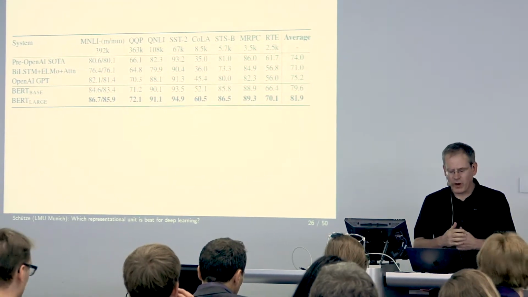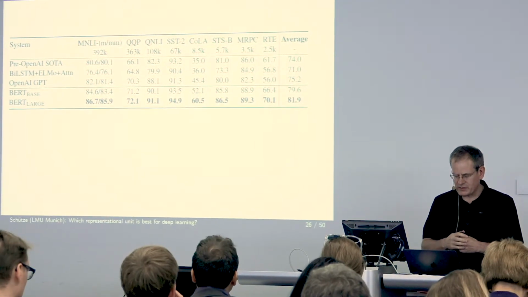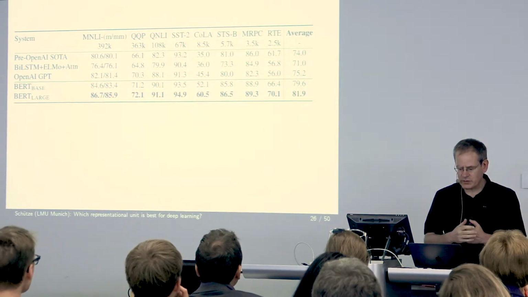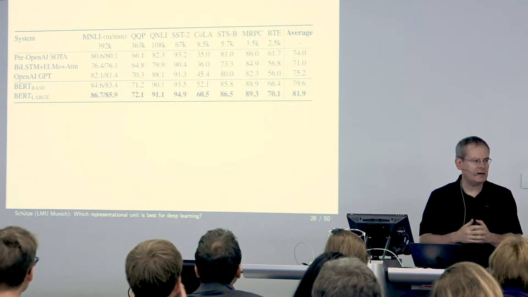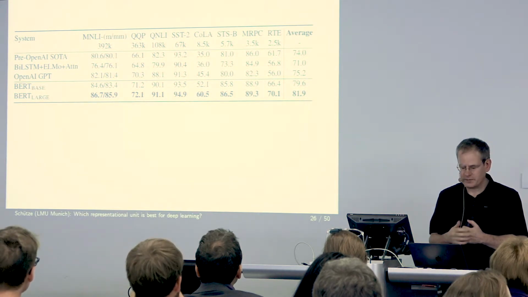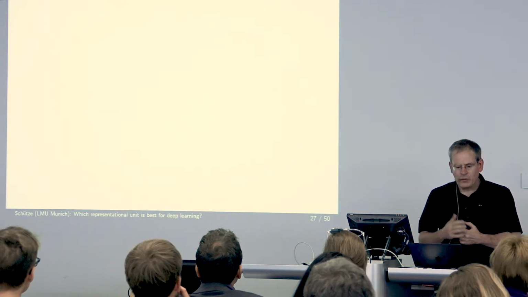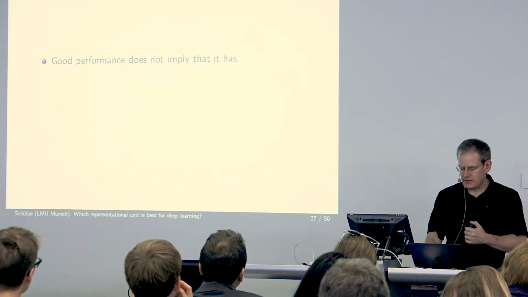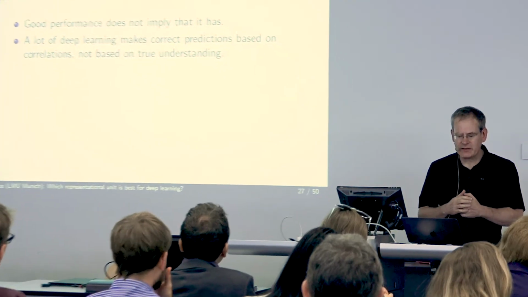And why has it been received so well? Because it performs very well. Large performance gains on many tasks. This is just one example where it seems to be better by a pretty impressive delta than previous work. So the question I want to ask is, has BERT learned the meaning of language here? Good performance does not imply that it has, because a lot of deep learning makes correct predictions based on correlations, not based on true understanding. So it doesn't really answer the question. How can we determine whether BERT has a true understanding of meaning?